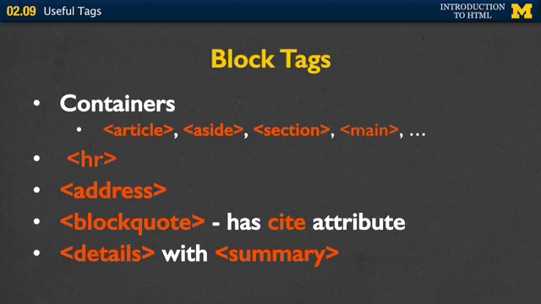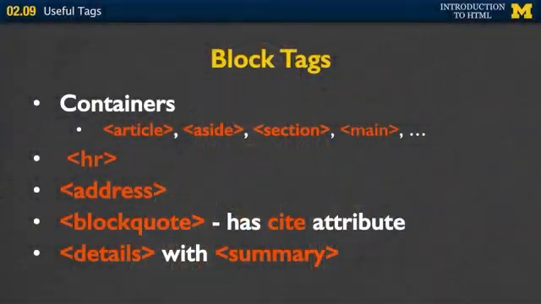The first one are the containers. Containers are simple things where you can put like-minded code together. So you might have an article or an aside, a section, main. Again, they almost seem generic in their names, but as you grow more comfortable, as you're designing your website, you can start to see like, oh, this isn't a generic section, this really is an aside.